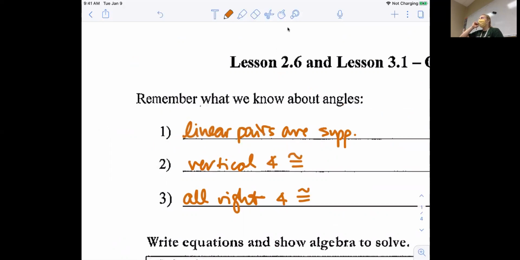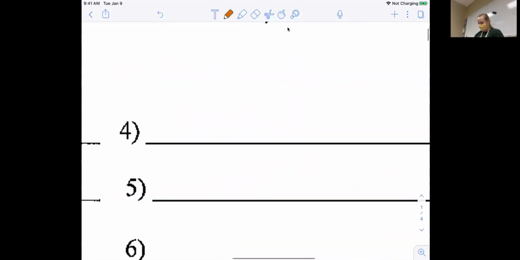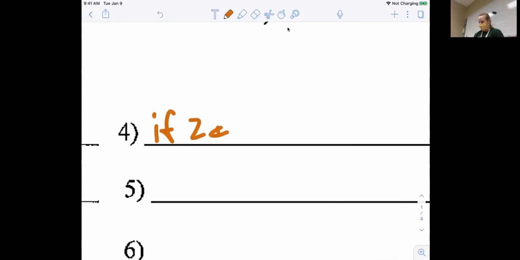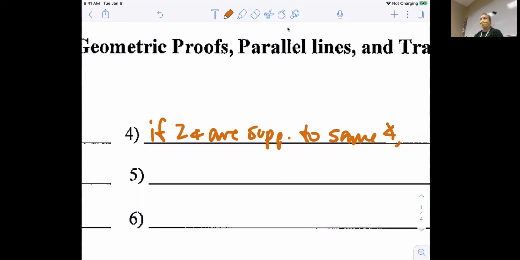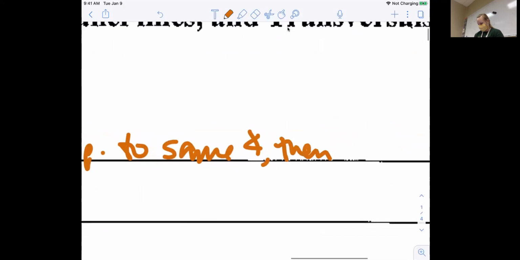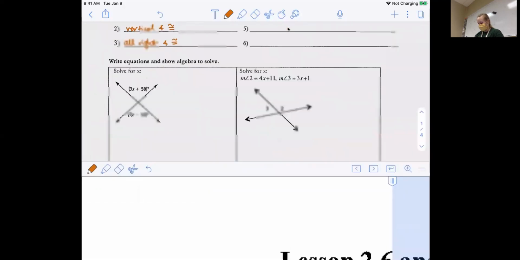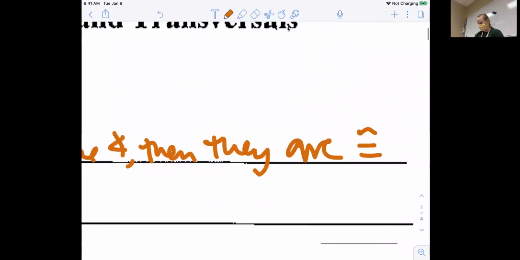The next 3 are a little bit longer sentences, and they're all in the conditional form, not necessarily for any reason, but we are going to look at them real quick. So this one says, if 2 angles are supplementary to the same angle, then they are congruent. I told you that because I said it was conditional. Oh no, that's okay.